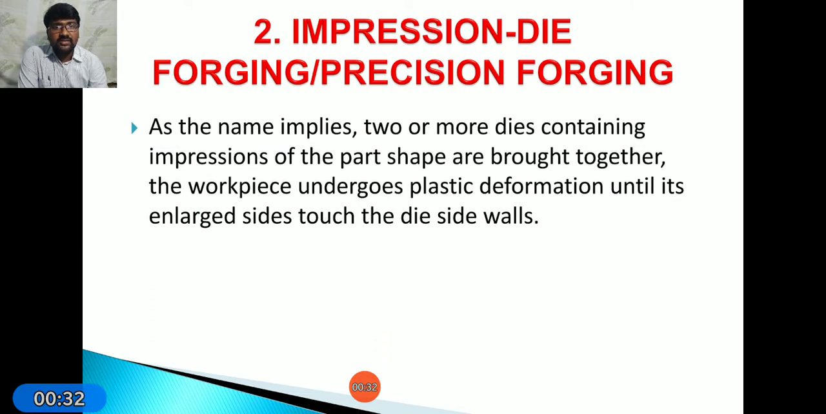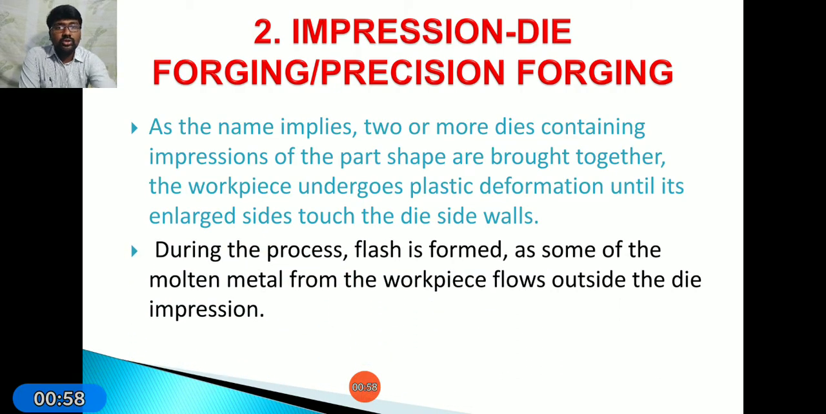As the name implies, two or more dies containing impressions of the part shape are brought together. The workpiece undergoes plastic deformation until its enlarged size touches the die side walls. Whatever shape is in the die, the same shape will be applied on the workpiece due to the plastic deformation. Next, during the process, some flash forms as some of the molten metal from the workpiece flows outside the die impression.